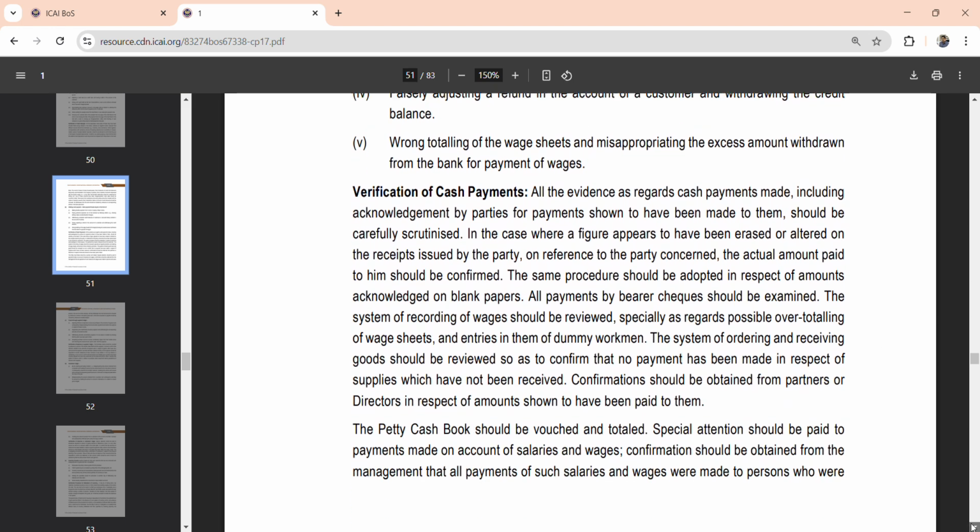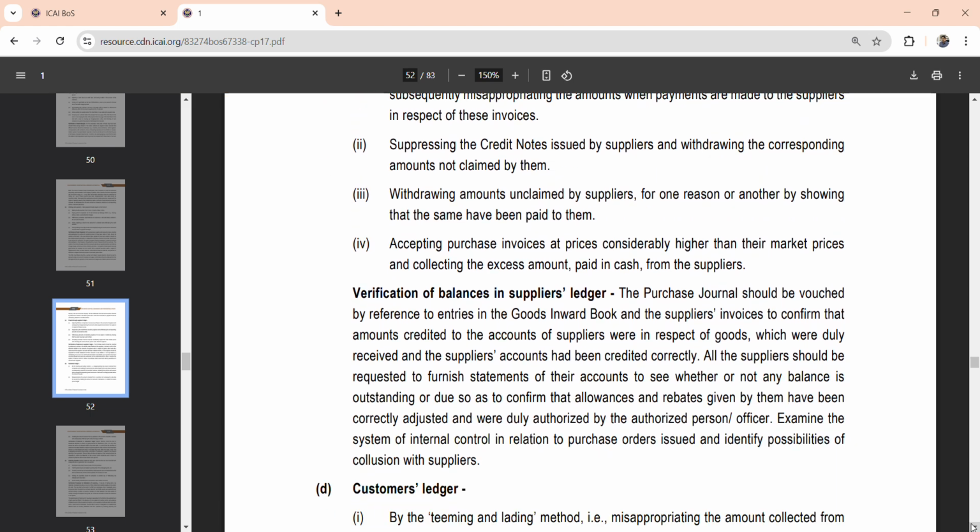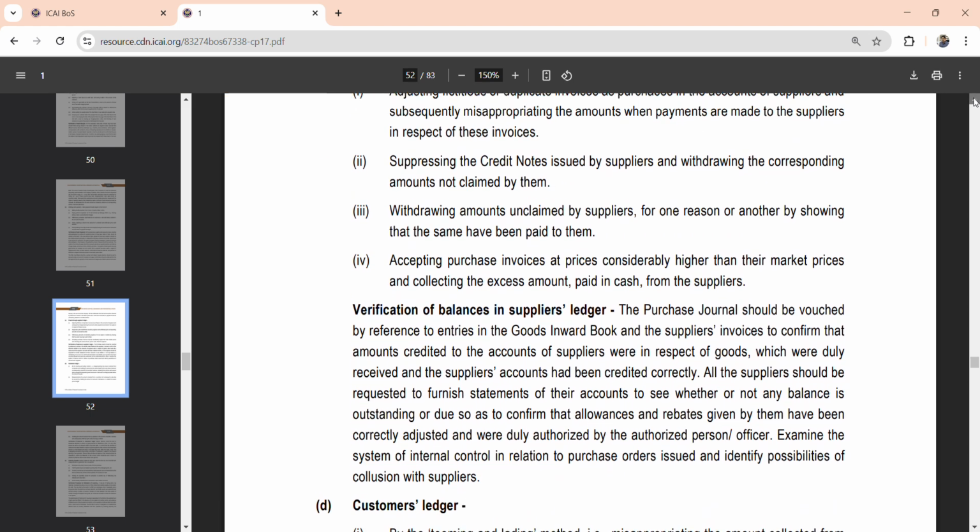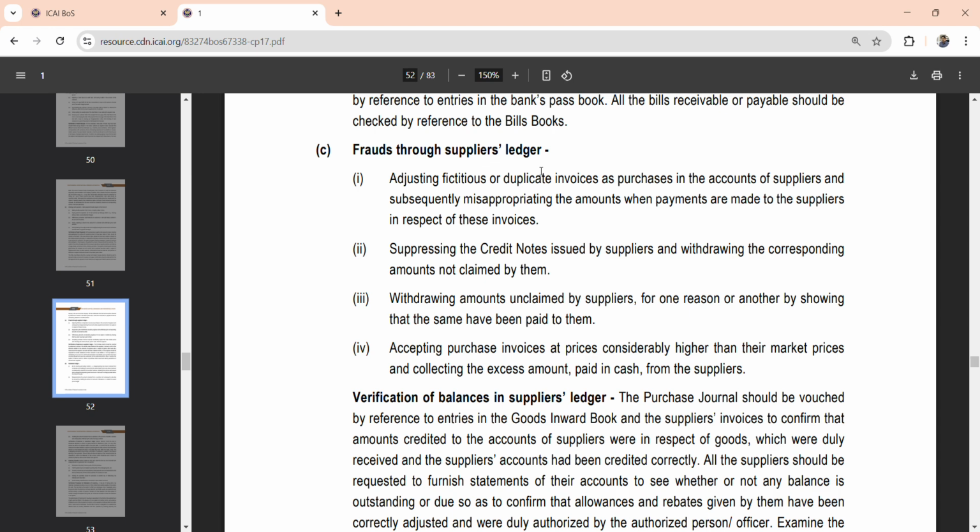So moving on to the next question. This is a frequently asked question, at least once in 2 years. So what are the various modes in which frauds can take place due to the supplier's ledger?